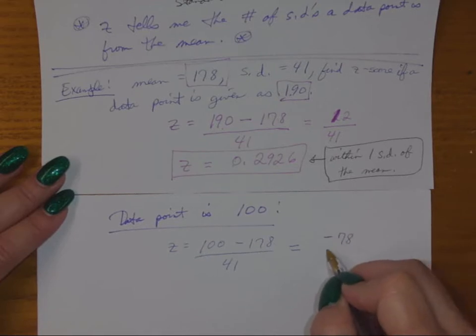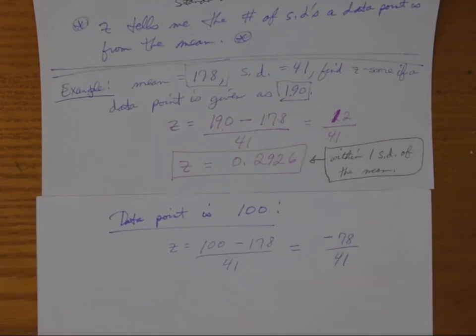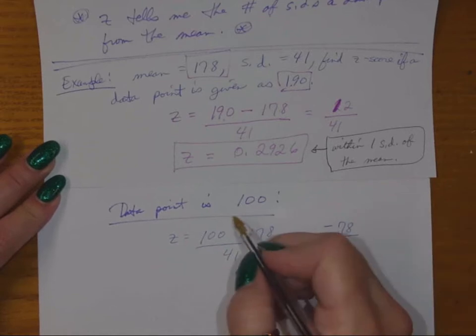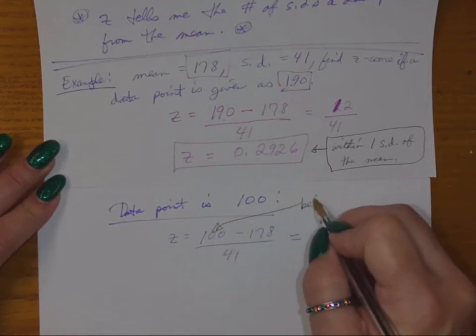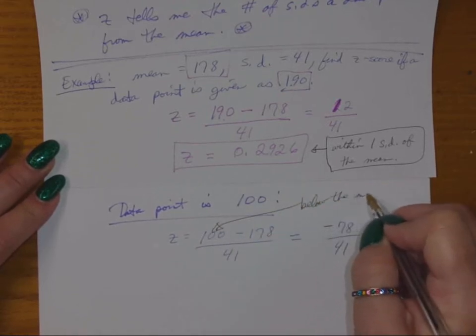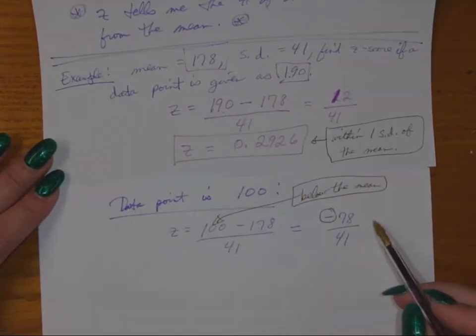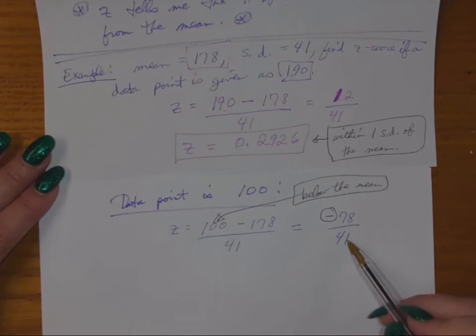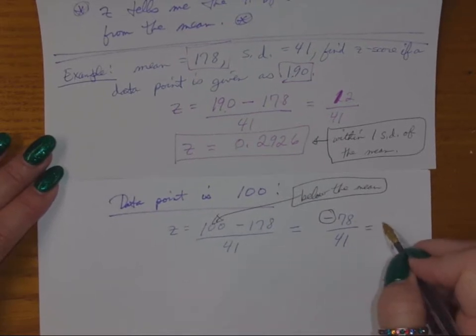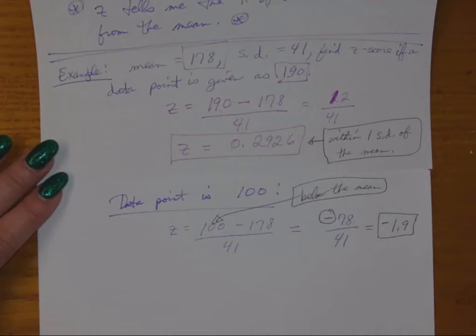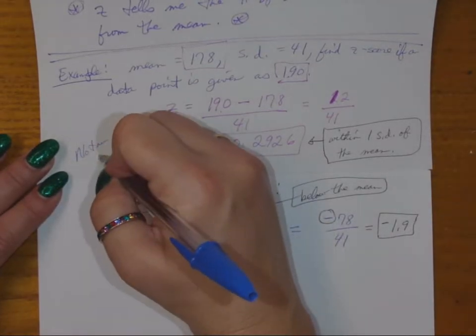Now, remember what we said last time. When you're negative, that doesn't mean something bad. All it means is that my data point is below the mean, which we know it is because it's smaller than 178. So that's okay. So that's what that negative does for me. But also look here, 78 divided by 41, right? So when I do that, I get a negative 1.9. Okay, so that was not an outlier up there.